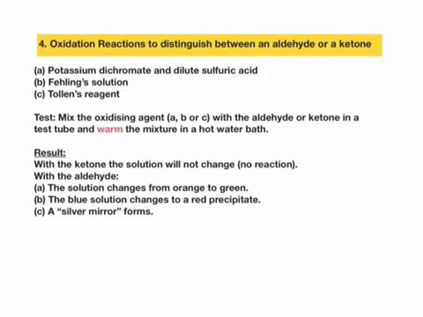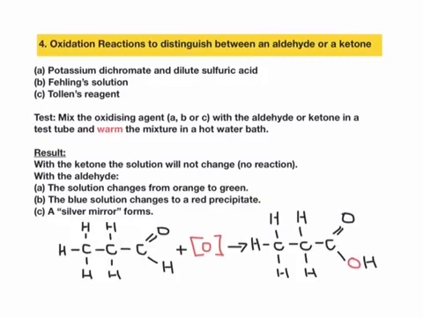But with dilute sulfuric acid and potassium dichromate, the solution will change from orange to green. With the Fehling solution, you will see that blue solution changing to form a red precipitate. And if Tollen's reagent was the oxidizing agent that you used, then you will see a silver mirror forming. I've just written an equation here illustrating how a typical aldehyde would react with any of these three oxidizing agents.